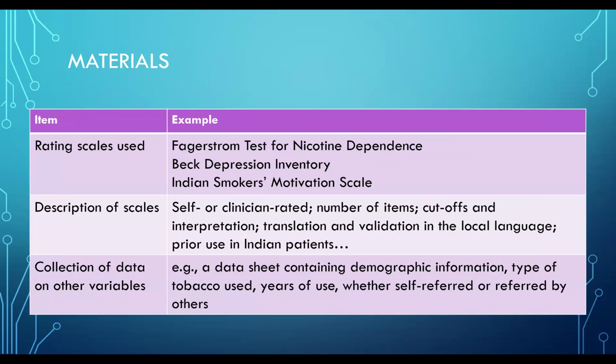And some variables are not things that you can collect using a rating scale. For example, there's no rating scale to measure the patient's gender or number of years of tobacco use. So you would also have to mention what was on your data sheet, what demographic variables were collected, what clinical variables were collected.